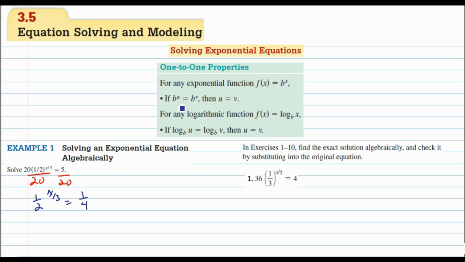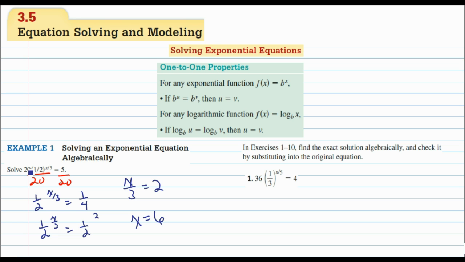Well, I've got a property up here that says a base to an exponent equals that same base to the exponent. So on the left I have base 1/2, and I know that 1/4 is 1/2 squared. So now I can write I have the same base on both sides of my equal sign, therefore the exponents are equal. So since x over 3 equals 2, I can say that x equals 6.